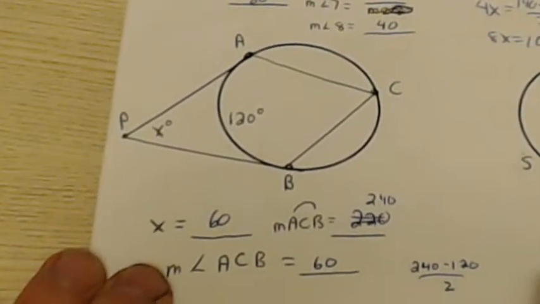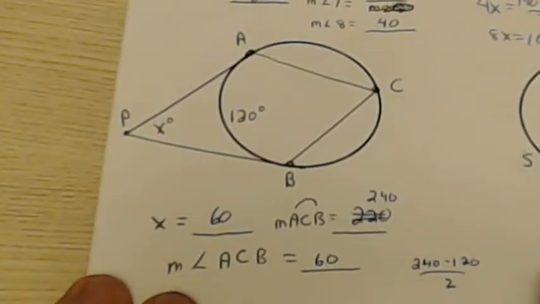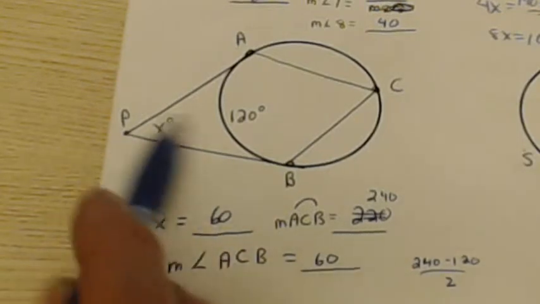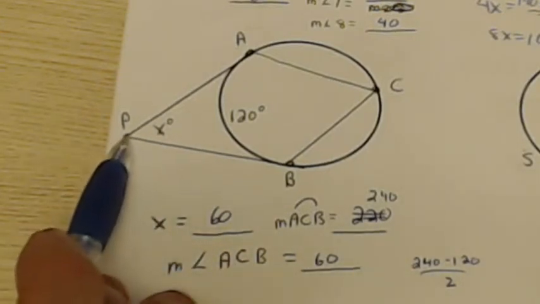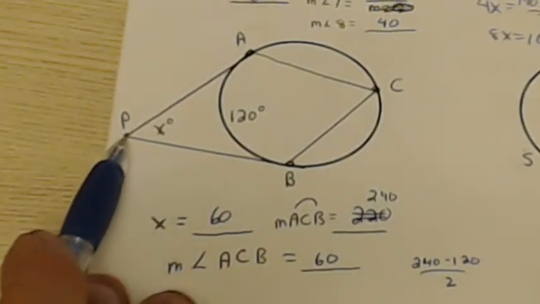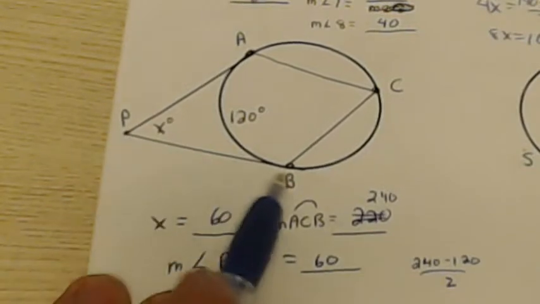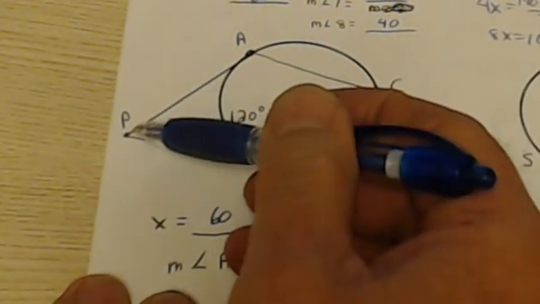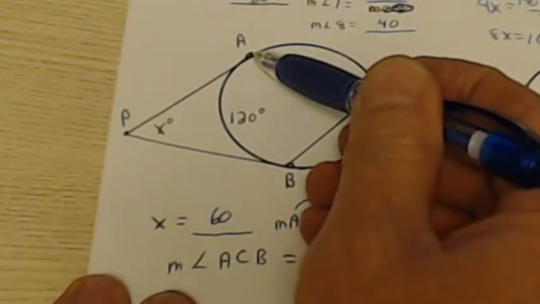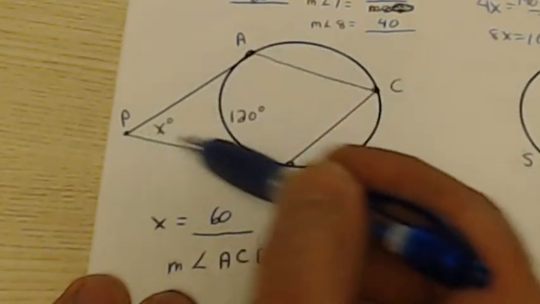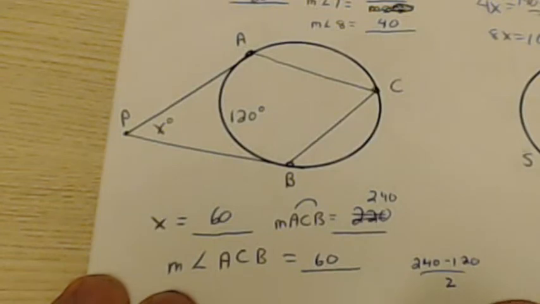Okay, here's our next diagram. All right, what we have here is a situation where this angle whose vertex is on the outside is formed by a tangent line, PB, and a tangent line, PA. Tangents, remember, are lines that intersect the circle in exactly one point. We have a special rule for this situation.